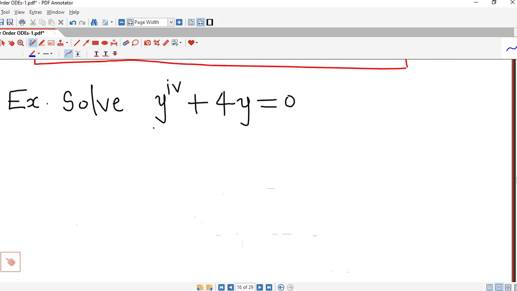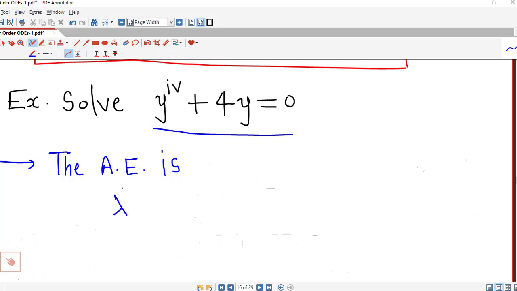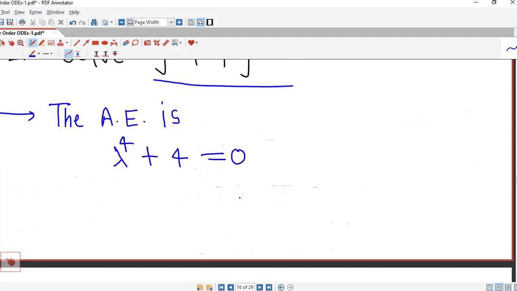Solve the differential equation, fourth derivative of y plus 4 times y equal to 0. First we write down the auxiliary equation. The auxiliary equation is, here the fourth derivative will be replaced by lambda raised to 4 plus 4 times y will be replaced by 1 equal to 0.